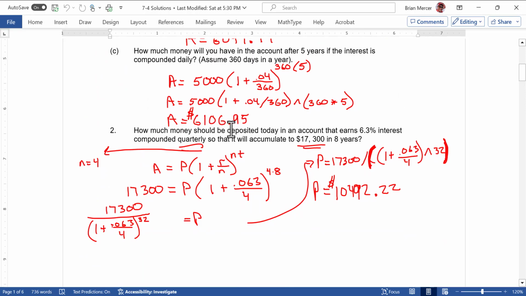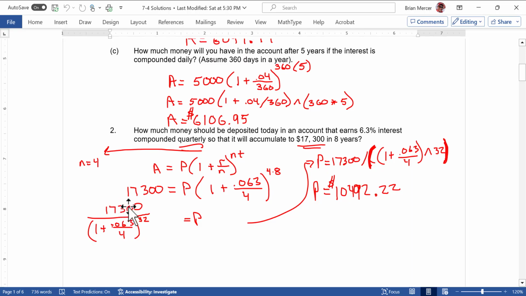Different question. How much money should be deposited today in an account that earns 6.3% interest compounded quarterly? So quarterly means n is 4. So that it will accumulate to $17,300 in 8 years. So that's $17,300. That's what you want it to end up at. So that's A. Note if we put all the stuff in here, then we're trying to figure out what P is. So P is the thing we don't know. How much money do you have to put in now for it to grow to that number later? And so there is the way you would type it.